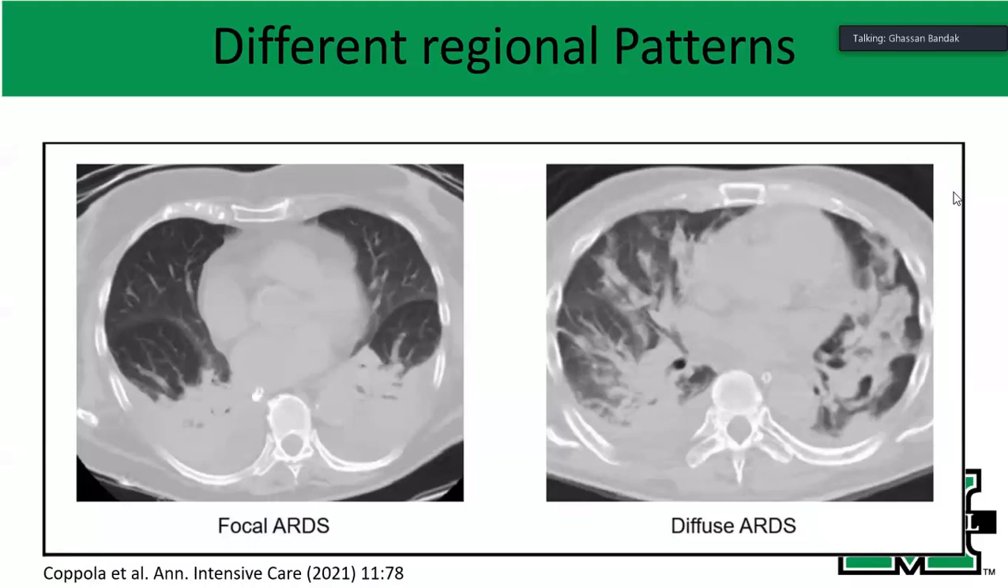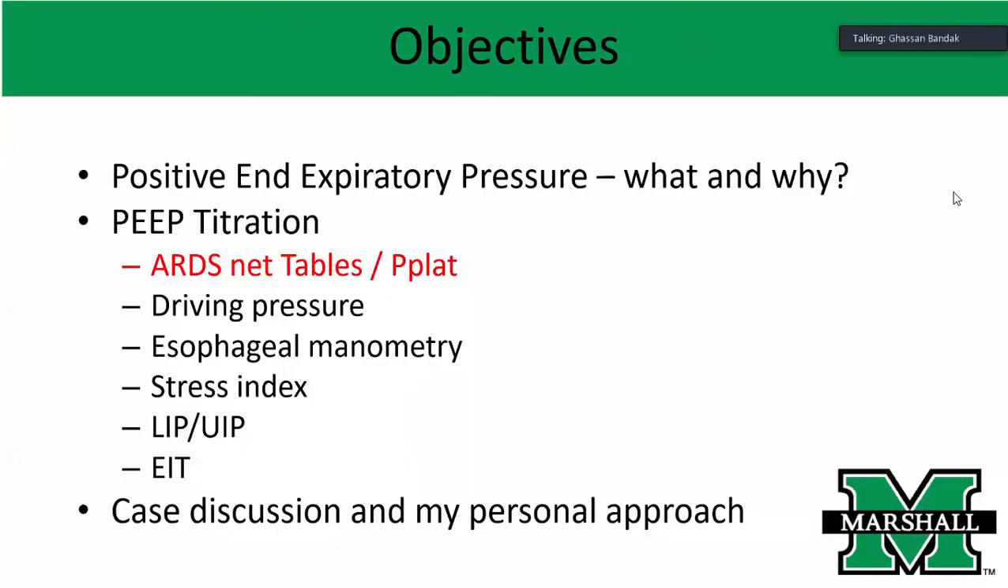Another thing to keep in mind is that ARDS can be focal and can be diffuse. When it's focal, you have to titrate your numbers and make sure that you're not causing damage to the parts that are healthy, because you don't want to lose the healthy part of the lung while trying to save a patient on mechanical ventilation, okay? And also, we're going to talk about certain methods that can help you titrate PEEP in these conditions.